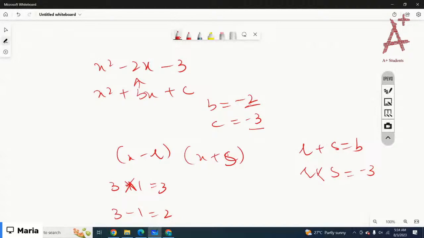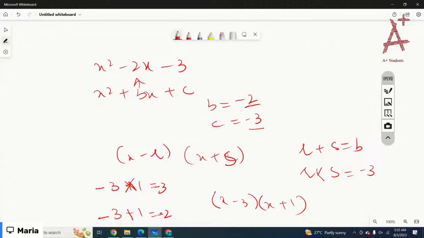That means negative 3 times 1 makes negative 3, and negative 3 plus 1 makes negative 2, right? That means the two numbers that when multiplied make negative 3 and when added make negative 2 are negative 3 and 1. So you can see here x minus 3 and x plus 1. Got it? They are not difficult, but you have to think before making the factors, right?